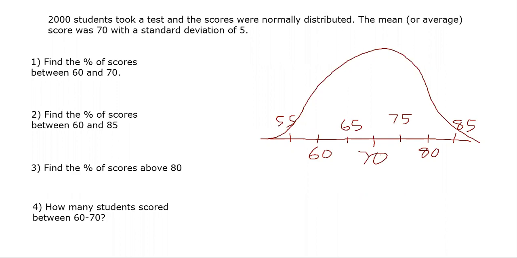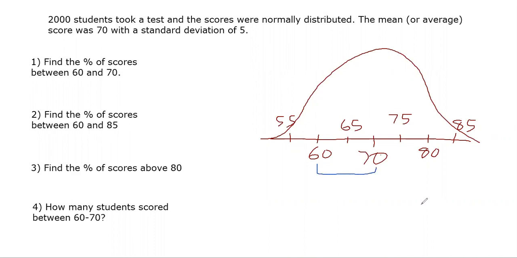Now that I know these values, I can start to determine the probability of the percentage of scores that land between certain numbers. So first off, on number 1 here, I want to know the percentage of scores that land between a 60 and a 70.